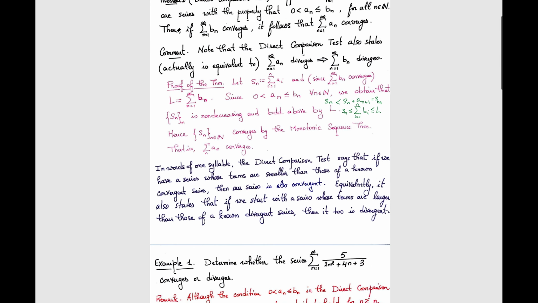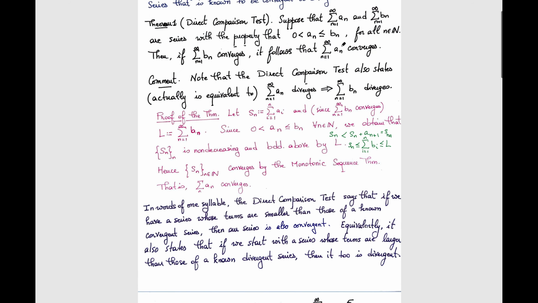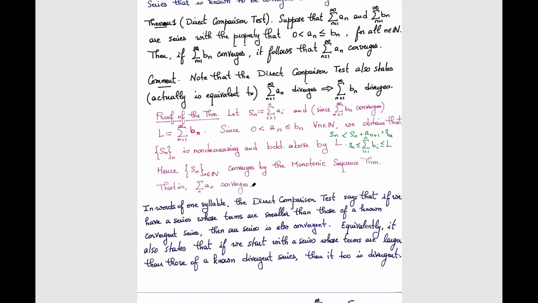What did we show here? We've shown that under this hypothesis, if the series whose terms are Bn is convergent, then that's going to force the following conclusion: the series whose terms are An is also convergent.